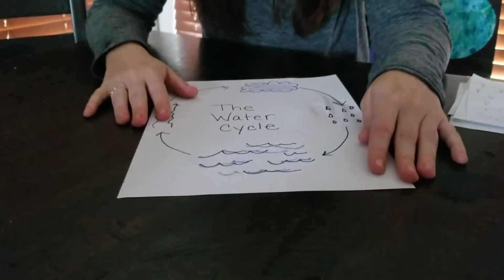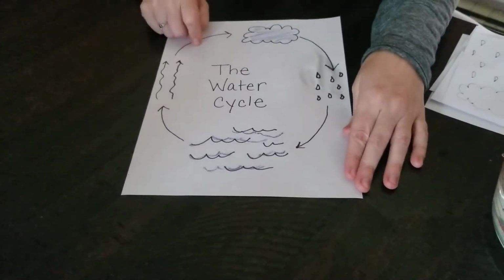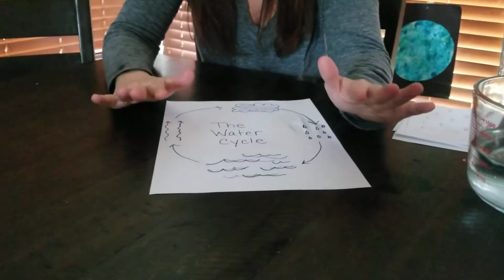So to do that, we're going to talk about the water cycle. And if you remember, a cycle is something that happens over and over and over again. So that's exactly what happens with the water. Water comes down, it needs to go back up somehow, and then come back down again. So let's get started with our water cycle.